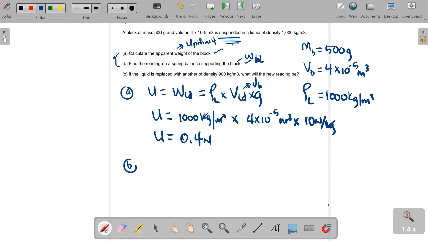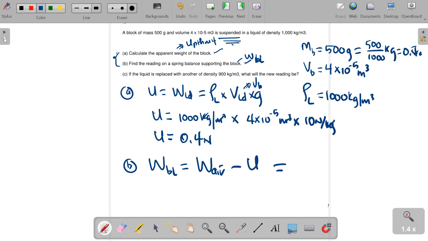Part B, they want us to find the weight of the block in the liquid. This will be equal to the weight of the block in air minus upthrust. The weight of the block in air we can calculate. If we convert the mass of the block, 500 grams, into kgs, this will be equal to 0.5 kgs.